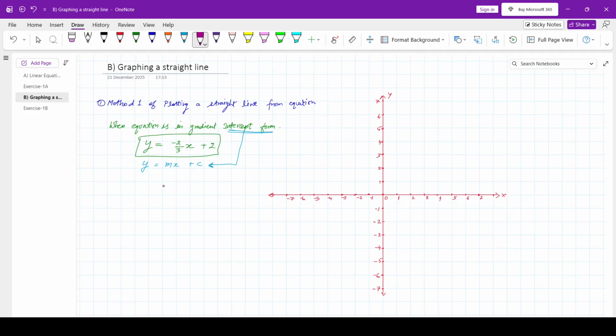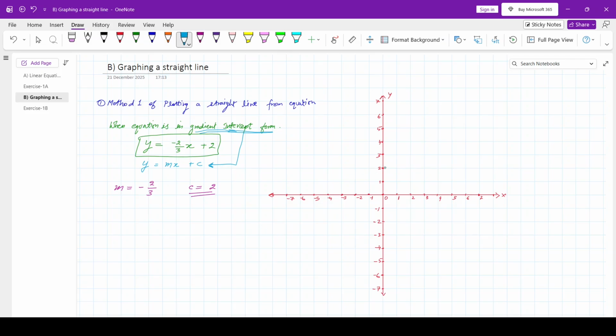So method 1 is plotting a straight line from the gradient-intercept form of equation. Let's see the equation. The equation says y is equal to minus 2 divided by 3x plus 2. Here, if we compare it with the gradient-intercept form of equation, y is equal to mx plus c, we can see that the value of m is minus 2 by 3 and the value of c is 2. Now we know c is the y-intercept, so we can directly plot this point on this graph.